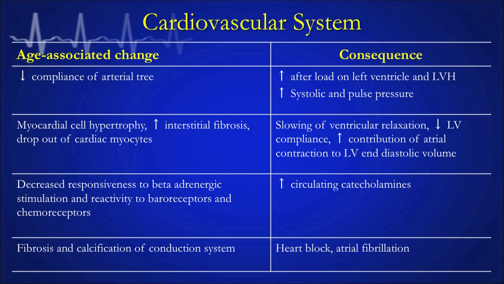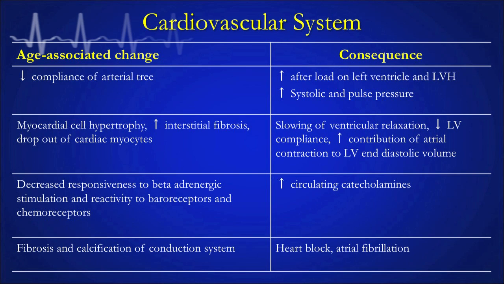I already mentioned decreased responsiveness to beta adrenergic stimulation. Even though we know that catecholamine levels are higher in older individuals as compared to younger individuals, the heart really does not respond to those catecholamines, and there is decreased beta adrenergic responsiveness. There is fibrosis and calcification of the conduction system, and we see that older people are a lot more prone to have heart blocks.